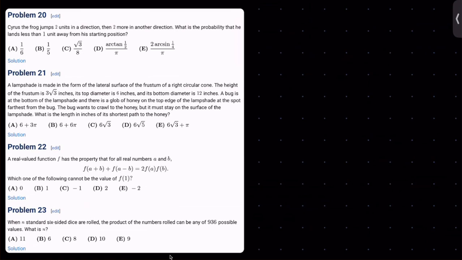The problem reads, Cyrus the frog jumps 2 units in a direction, then 2 more in another direction. What is the probability that he lands less than 1 unit away from his starting position? Okay, so let's start with this problem.